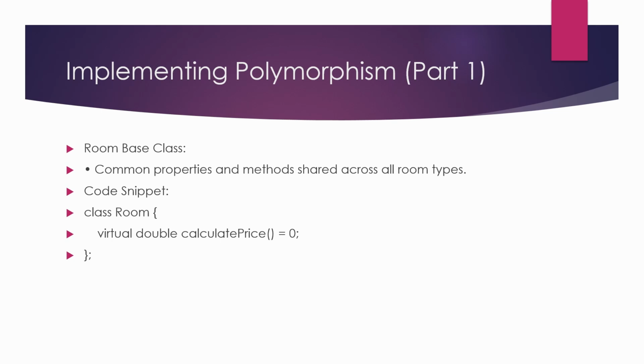To implement polymorphism, we first create a base class Room that contains a method calculatePrice, which will be overridden by each derived room type. This ensures that each room class can have its custom price calculation method. Let's look at the code snippet for the base class.